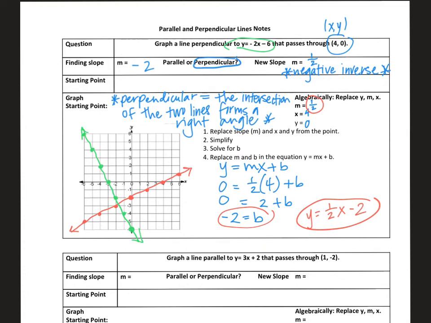Okay, so as you can see, these lines intersect and they form a right angle. So that's how you can check to make sure that your work is right. And so we know that this equation must be correct.